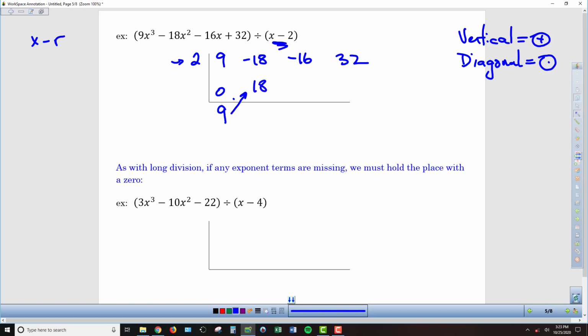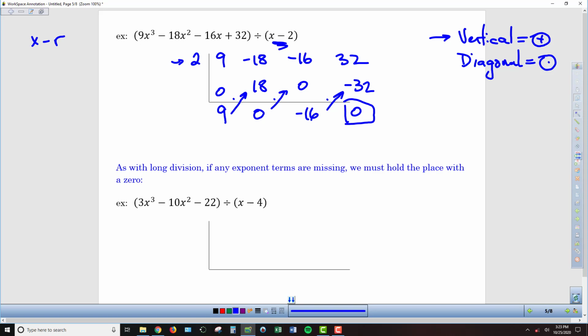So now in the vertical direction, we're going to add. So negative 18 plus 18 is 0. So now we're ready to multiply again. So 2 times 0 is, of course, 0. And then in the vertical direction, we're going to add again. Negative 16 plus 0 is negative 16. And then we've got one more round here. 2 times negative 16, I'm going to multiply to make negative 32. And then 32 plus negative 32, one more round of addition, we get 0.